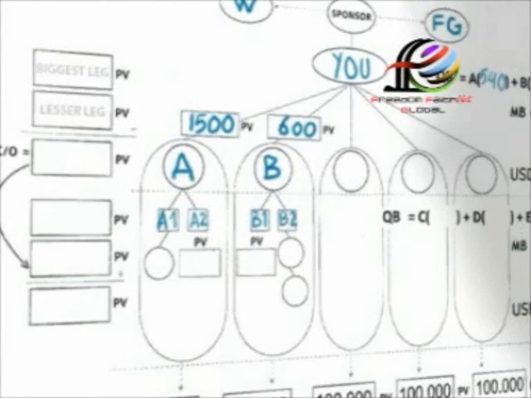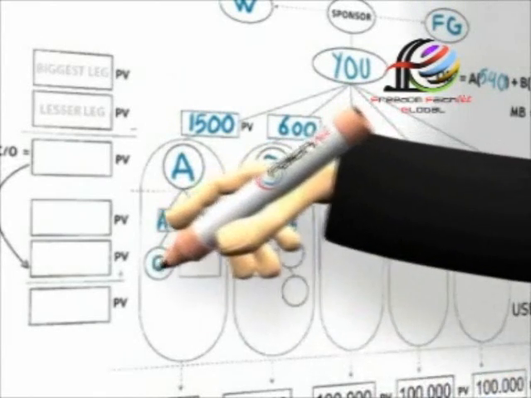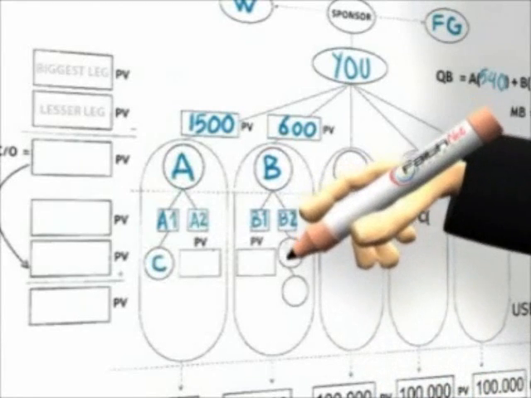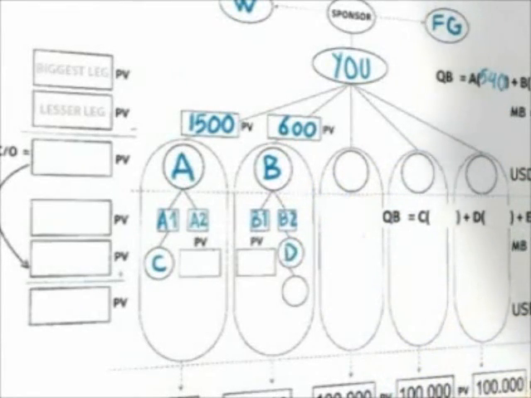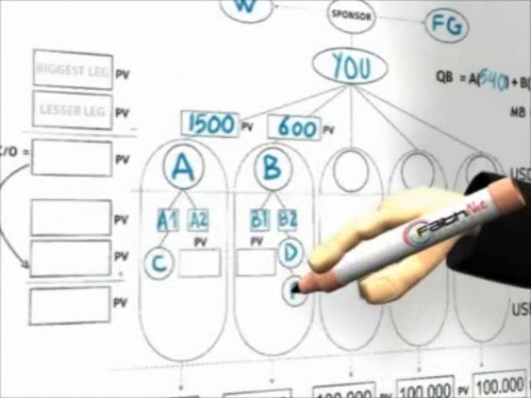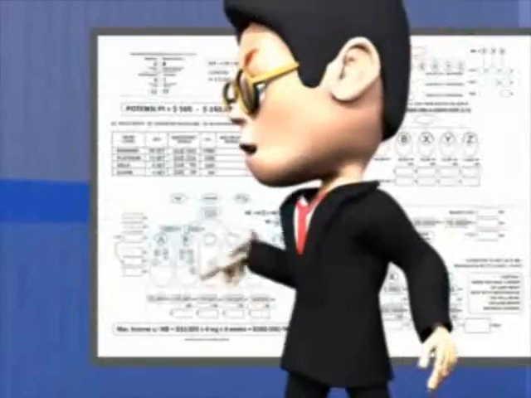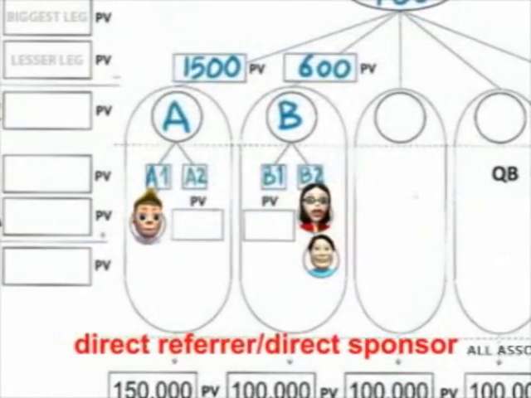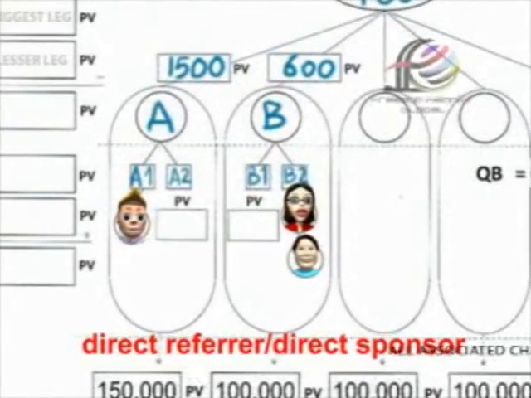For example, C. You place C under A1. Then you meet D and put D under B2. And for instance, you meet someone again, E. In this case, you introduce 3 people, which is called direct referrer or direct sponsor.